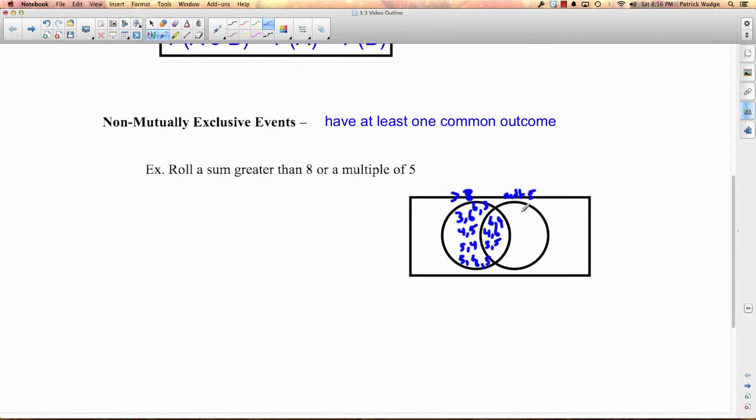Okay, multiples of 5. 1 and 4 works. 2 and 3 works. 3 and 2 works. 4 and 1 will work. 4 and 6 will work, and we already have that in there. 5 and 5 will work, and we already have that in there. 6 and 4 will work, and we already have that in there. So I think we have them all. That was more difficult than I thought it would be.